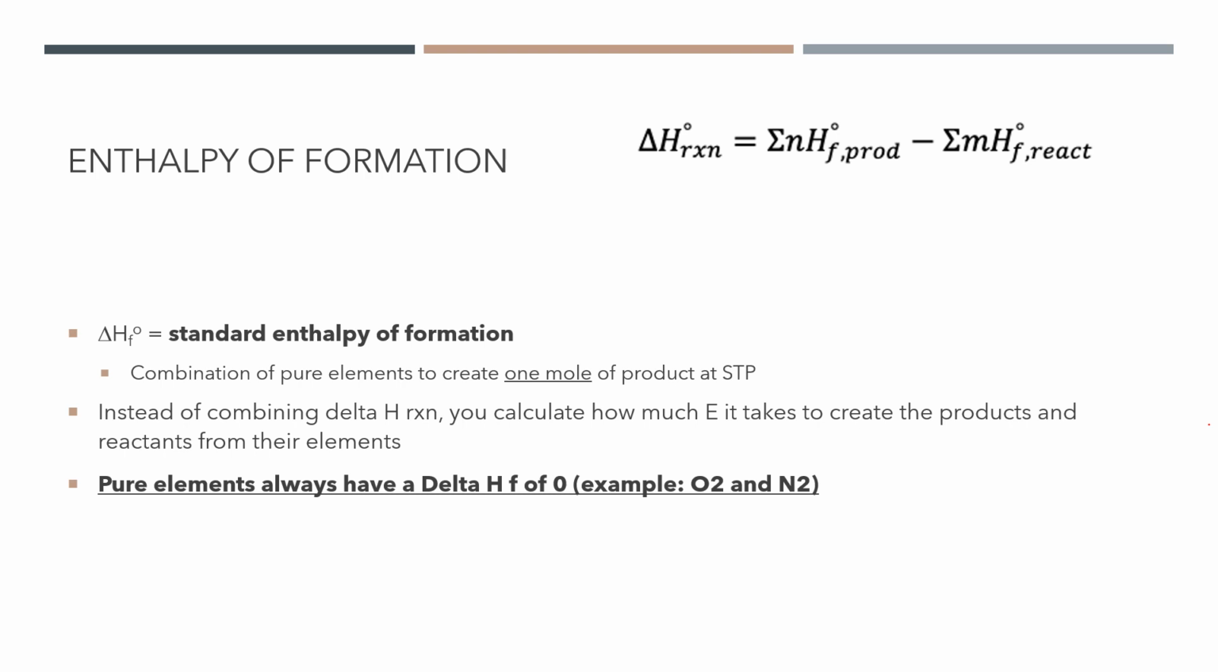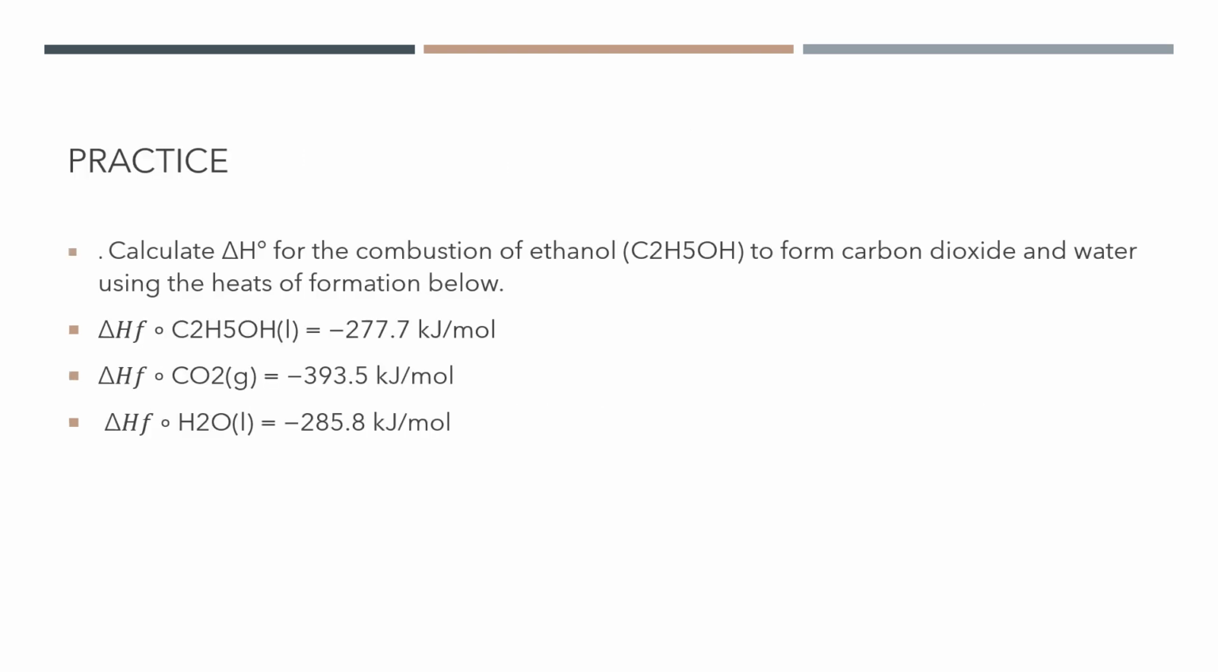So what we can do is add up the sum of the products' enthalpies of formation, subtract the total sum of the enthalpies of formation for the reactants, and that gets you the overall change in that reaction. So let's give it a go. Let's try a practice problem. Give yourself a few minutes for that.